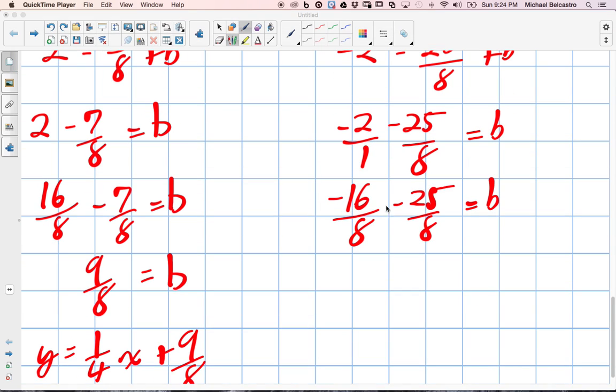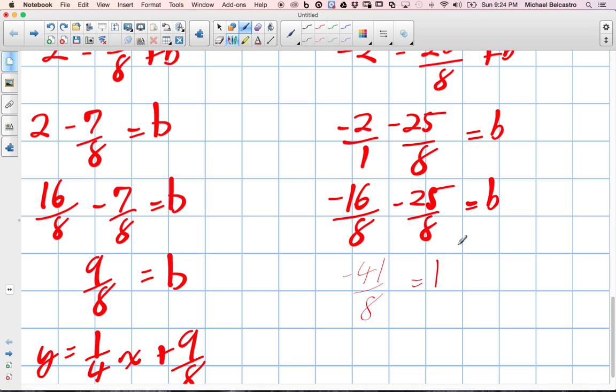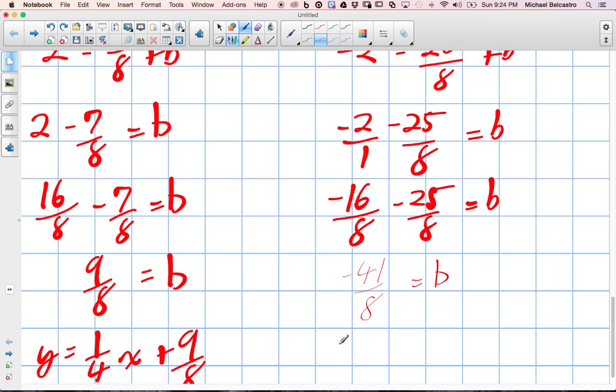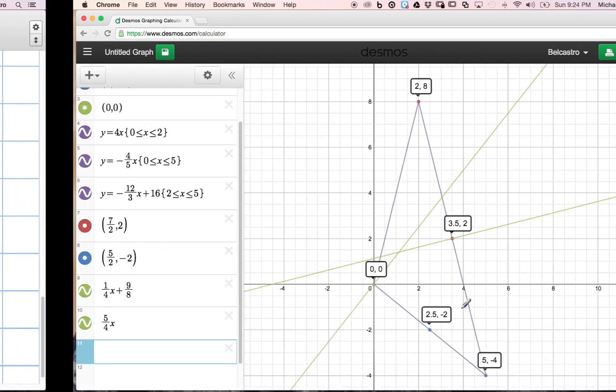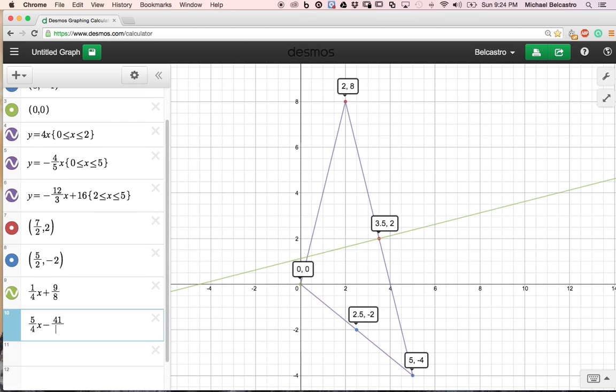Putting the values together, we're going to get negative 41 over 8. Oh, I really changed the thickness of that line. Let's go up just a little. It's equal to b. And change it one more time. Apologize for playing around with that in between. So our equation will read y is equal to, again, our slope was 5 over 4, that was a better thickness, minus 41 over 8. Again, you could change that into a decimal, but I think that should work out pretty well for our purposes.